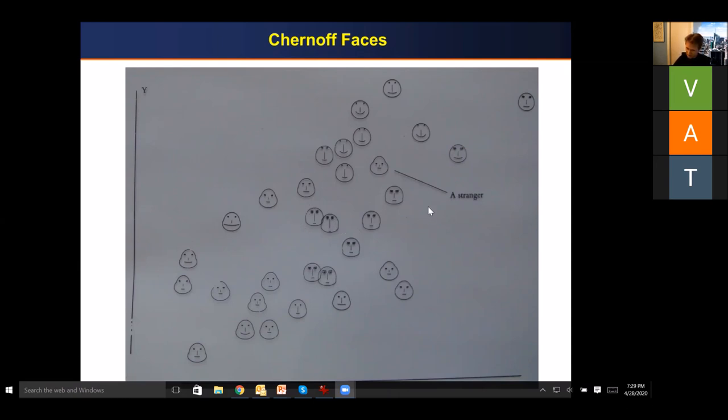And you can quickly see where there's a stranger. Obviously this is an outlier responding to these X and Y variables, because it looks very different. These guys look the same, these guys look the same. This is an outlier, which looks very different. So you can quickly see that there is something different because of a different face.